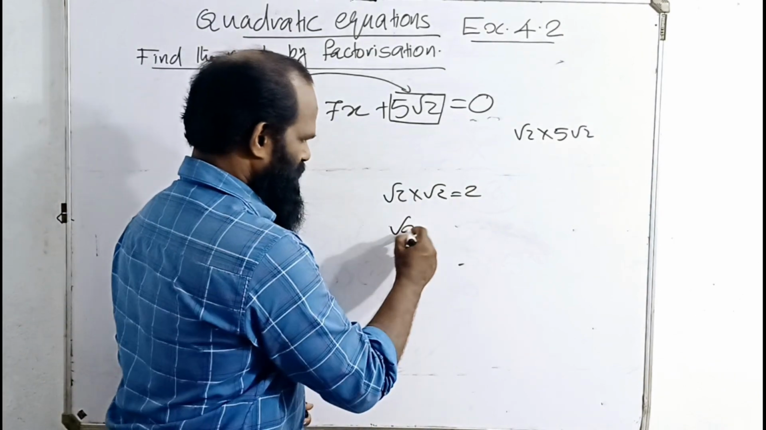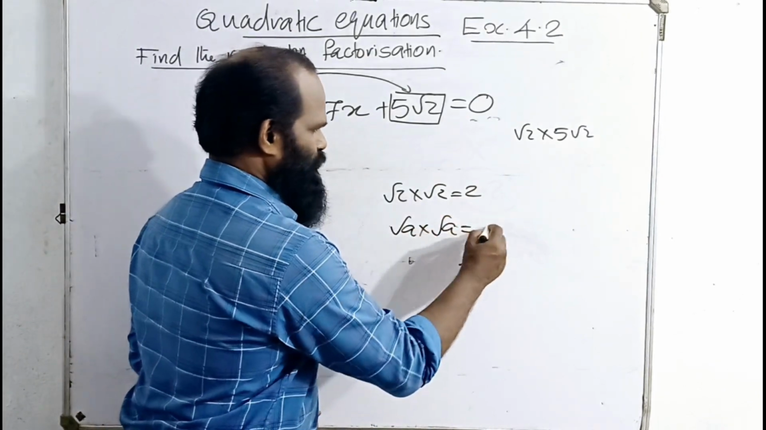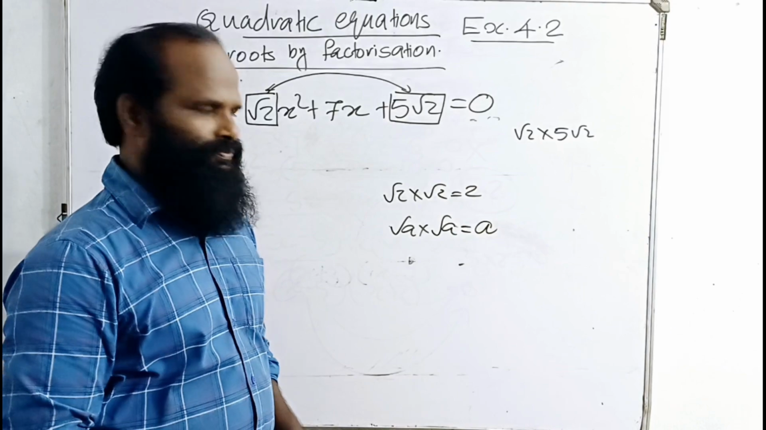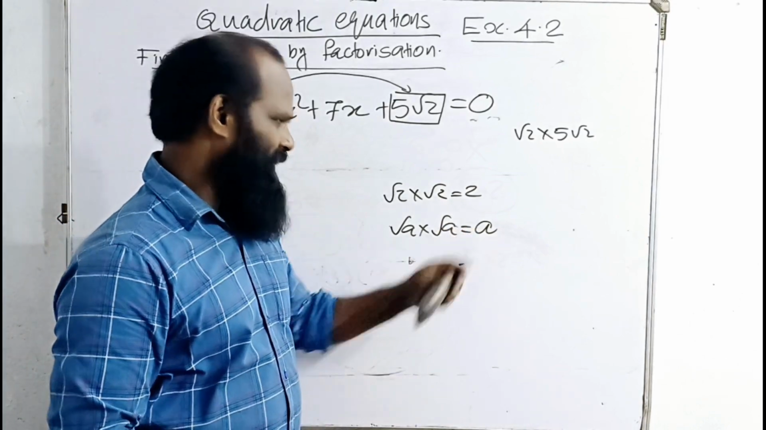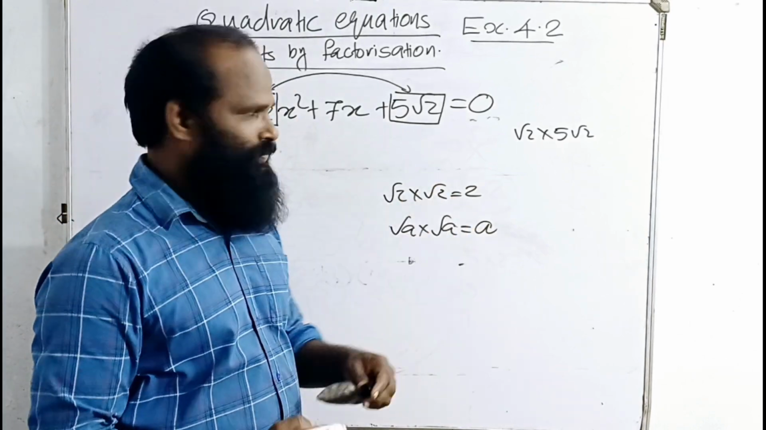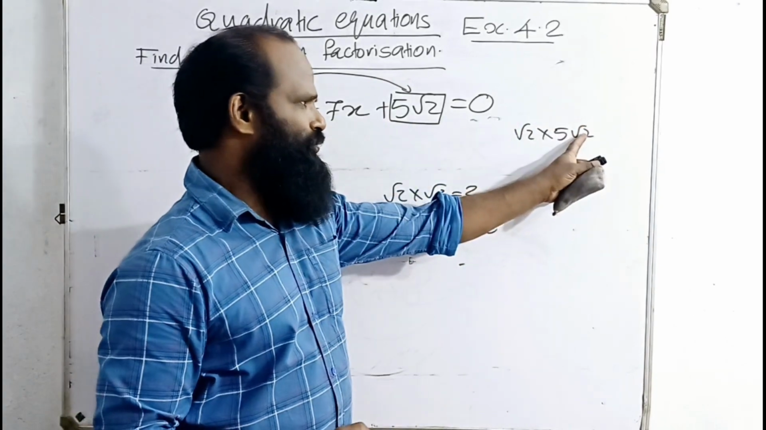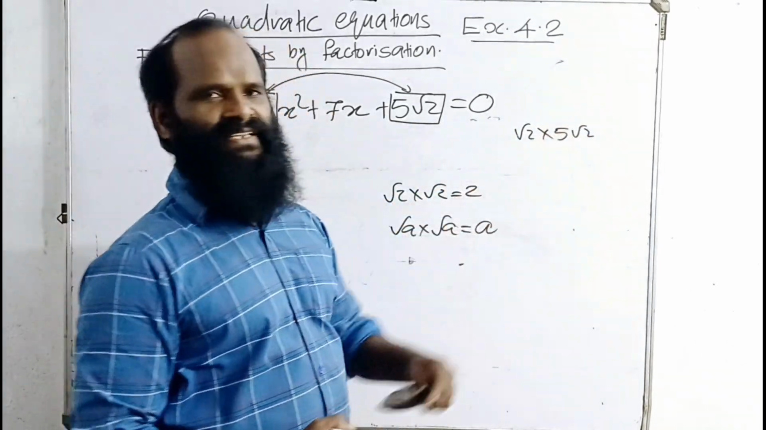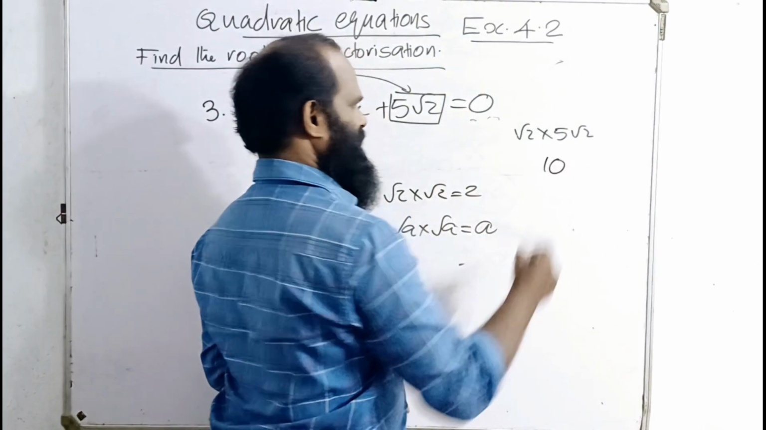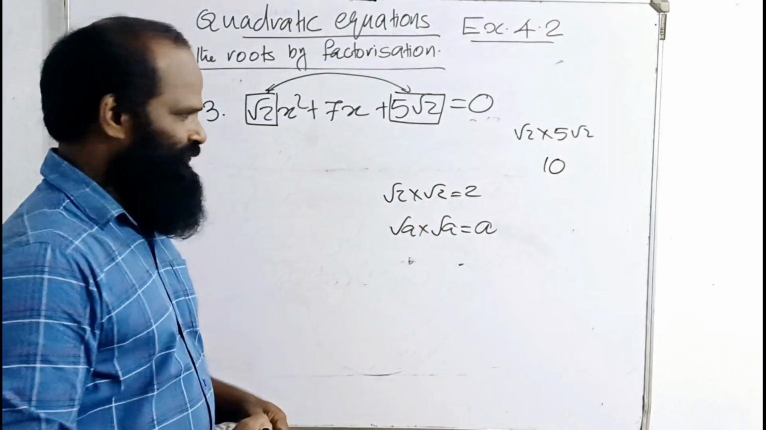That means root a into root a is equal to a, we know. Here root a into root a is equal to a. So root 2 into root 2 is 2. 2 into 5 is equal to 10, which is the product.